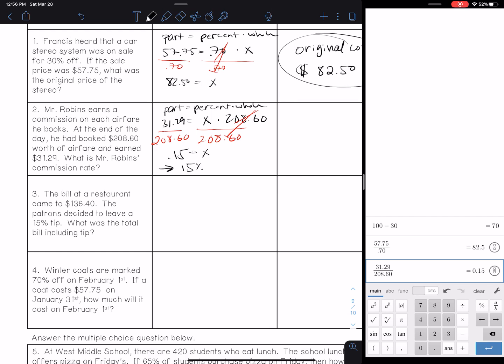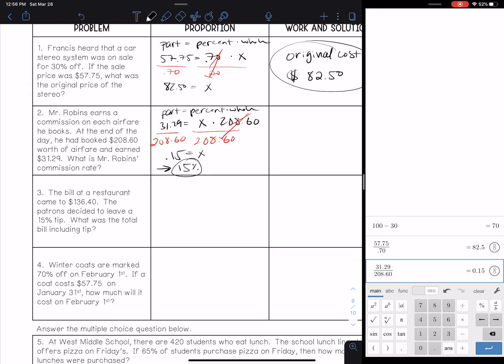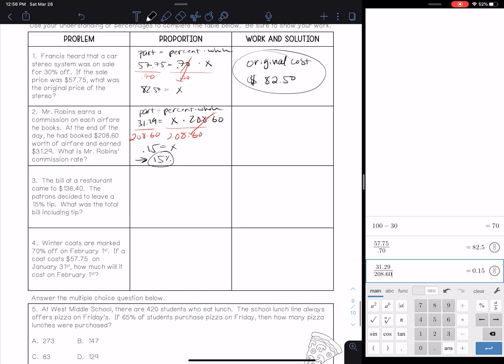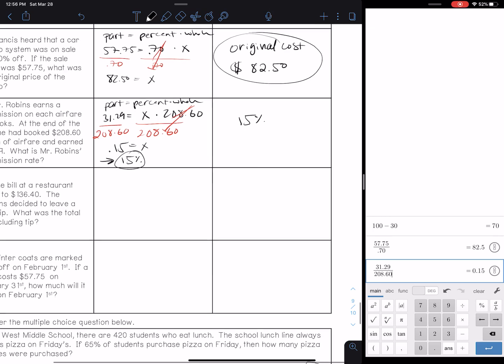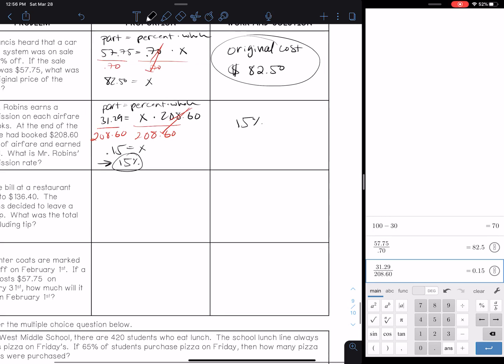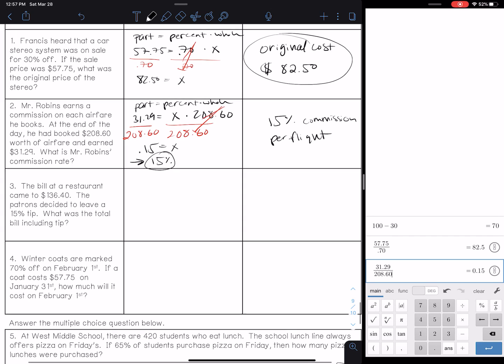So that is what we get. He gets a 15% commission rate per booked flight. So, let's read it over here. So it's going to be 15% commission per flight. Okay.